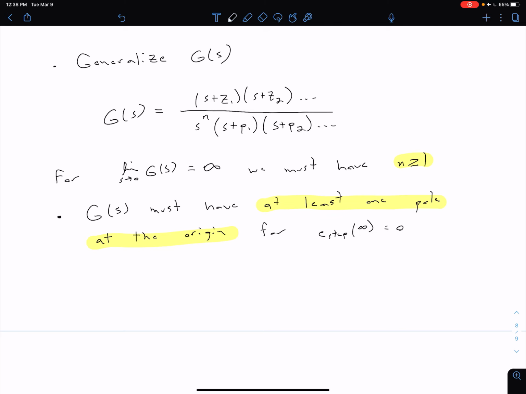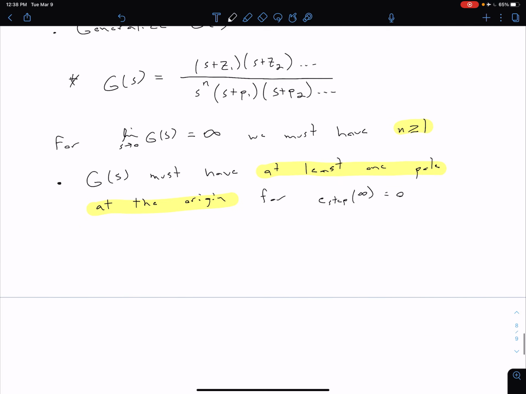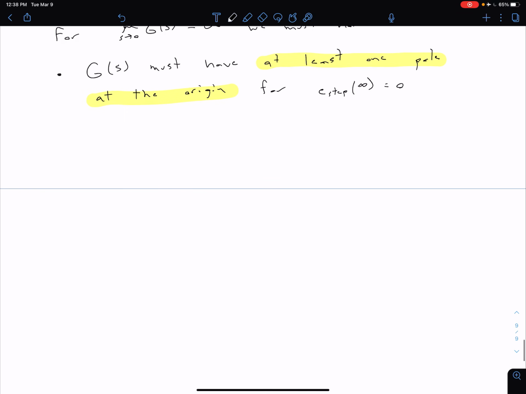And then we can say this a different way as well, because essentially what we're doing up here in this generalized G of s equation is we're dividing by some power of s. And so we're saying that has to be at least s to the power of 1. And if we have 1 over s in frequency, remember that corresponds to integration in the time domain. So dividing by s in our frequency domain corresponds to integration in our time domain.